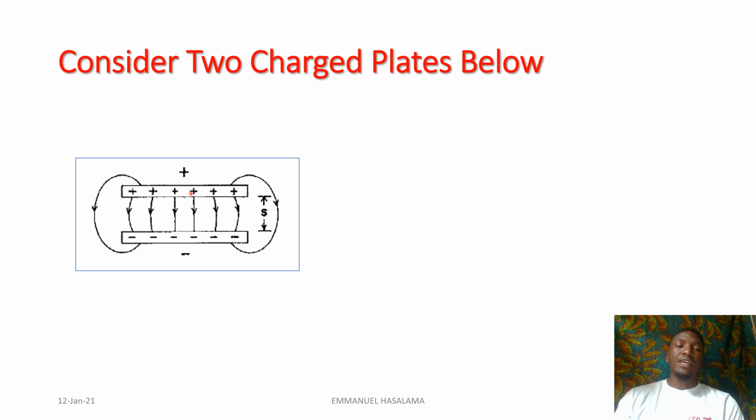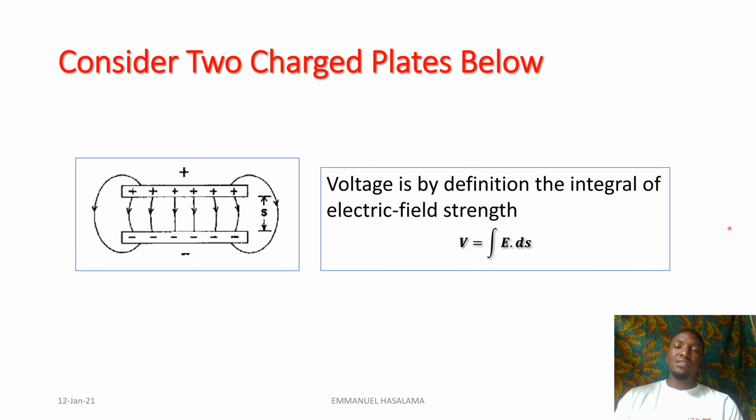So in between here you have an electric field strength. Since the top part is positive and the bottom part is negative, there is a potential difference between these two plates. We want to see what the relationship between voltage and the electric field strength is. Voltage is just the integral of the electric field strength multiplied by the distance separating these plates. So this is the formula you're seeing here. This is vital in our derivation.